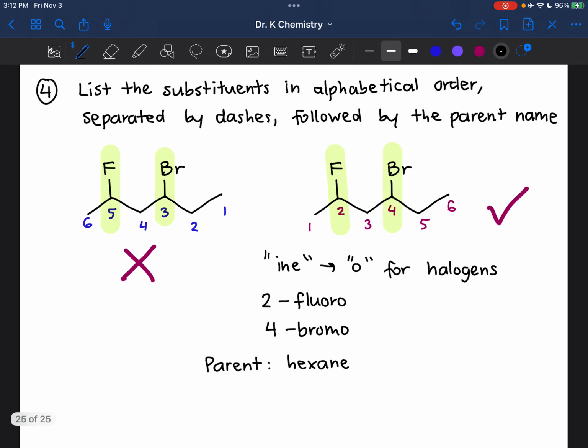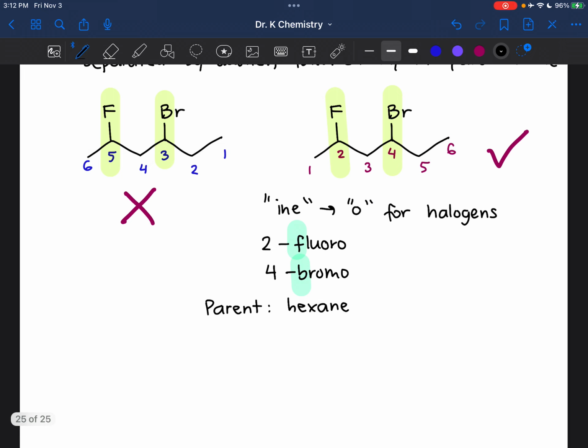And now I have to decide, okay, well, same sort of system. I'm going to list the substituents, then the parent name at the end. But I have to decide which substituent will go first. And here I want to use alphabetical order, not numerical order. And well, B comes before F in the alphabet, so bromo will be listed before fluoro. And that full name will become 4-bromo, 2-fluoro, hexane.